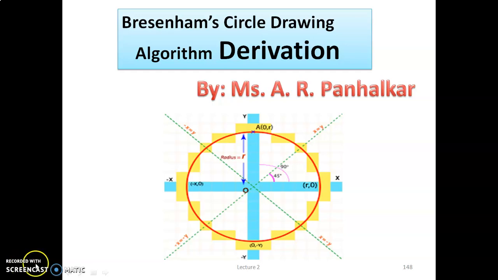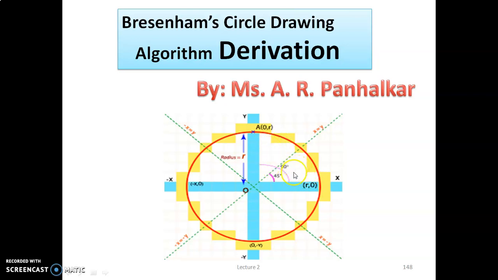Hello students, in this lecture we are going to see how we are deriving the equation for the Bresenham circle drawing algorithm. Now as you know, when we are drawing any circle on the screen, we are using the 8-way symmetry. 8-way symmetry indicates that suppose this is the x-axis, this is the y-axis, and again we are passing here two lines which will divide this circle into 8 different quadrants.